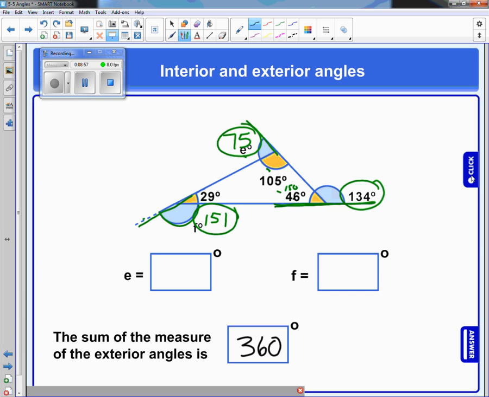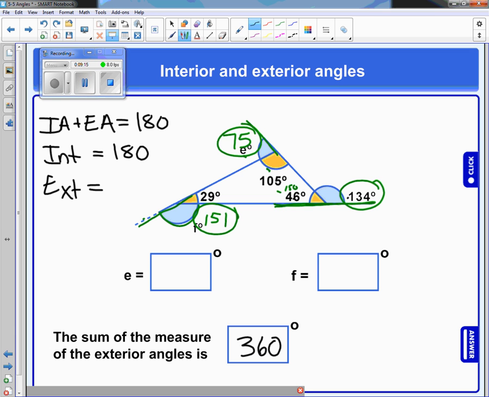So here, if we have interior and exterior, an interior angle plus an exterior angle should equal 180. The interior angles equal 180. The exterior angles equal what? 360. Sometimes, guys, it's not all about finding the one angle I'm missing. You can apply the knowledge that you learned over the past few weeks to find missing angles all around a triangle. And that's what we expect you to do.